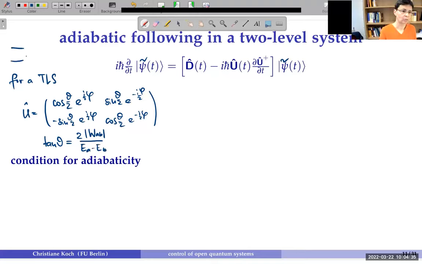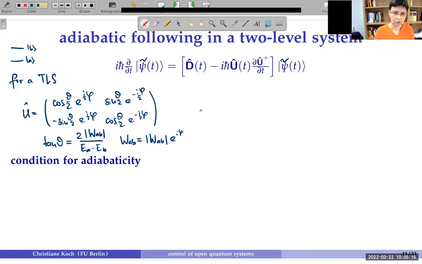I called here the levels A and B, and their coupling is WAB. And I write WAB, which can be complex in general, to account for a magnitude and phase. And it's exactly that phase that appears here. So this is the most general form that can happen. And this is the transformation, the unitary that diagonalizes the two-level system Hamiltonian with coupling WAB.